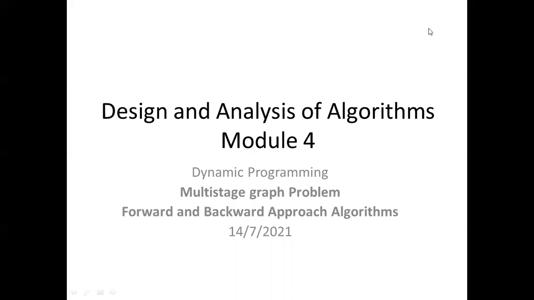In the previous two classes, we have discussed the multi-stage graph problem with forward and backward approaches, right? We have solved the problem using the forward approach and using the backward approach. Today we'll discuss the algorithms for the multi-stage graph problem for both forward and backward approaches, okay?